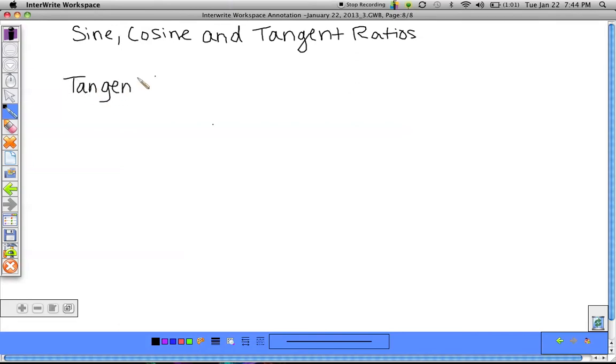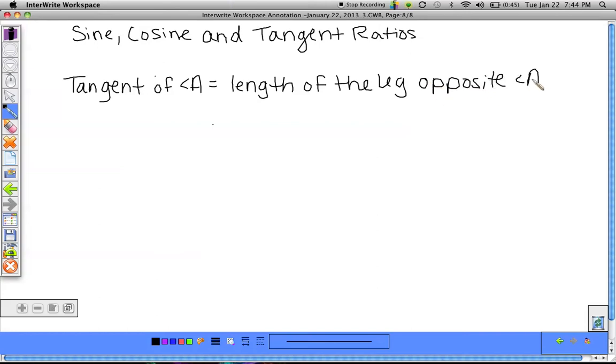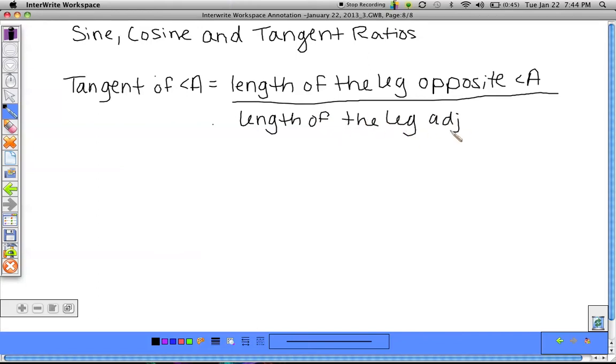So the tangent of angle A is equal to the length of the leg that's opposite angle A over the length of the leg that's adjacent to angle A. And hopefully you remember that adjacent means next to or beside. So adjacent to angle A.